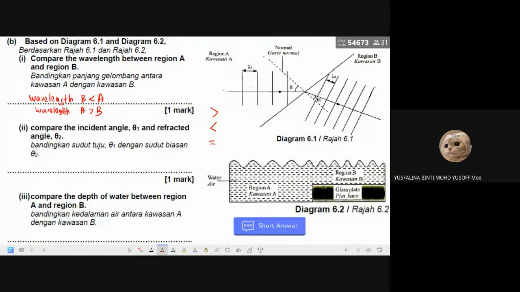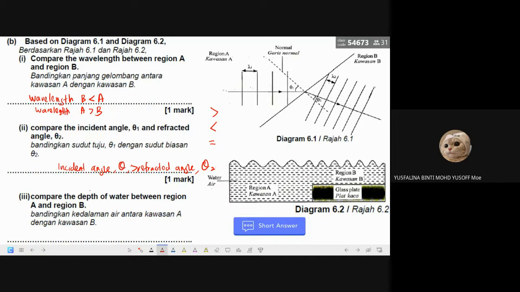Alright, and then the next one you have to compare the incident angle theta 1 and also the refracted angle theta 2. The theta 1 you can see here is a bigger angle than the theta 2. So you can say incident angle theta 1 is bigger than refracted angle theta 2.